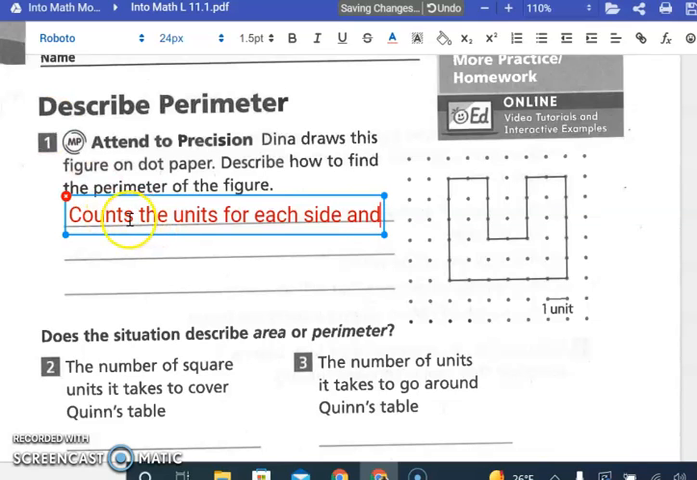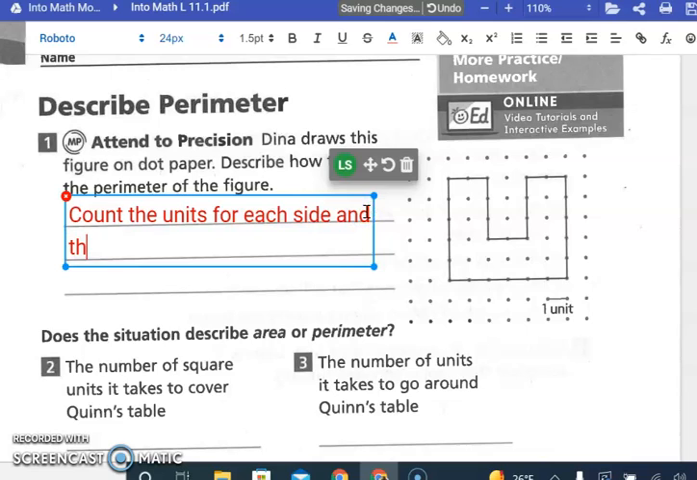Count. And then you need to put your equation. Okay. There's the start of it. There's more. Come here, Vivian.